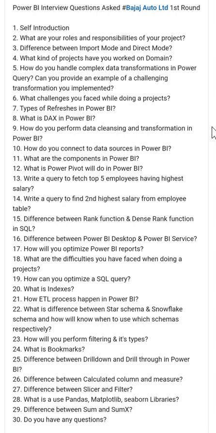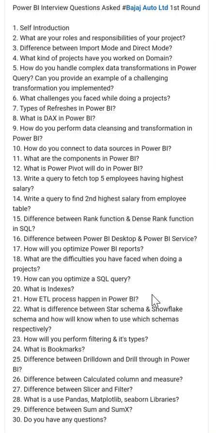Next is the 18th question: what are the difficulties you have faced while doing a project? You should answer this question very carefully. Next question is how you can optimize a SQL query. This is also a very common question. 20th question is what are indexes. There are two types of indexes present in SQL: clustered index and non-clustered index.